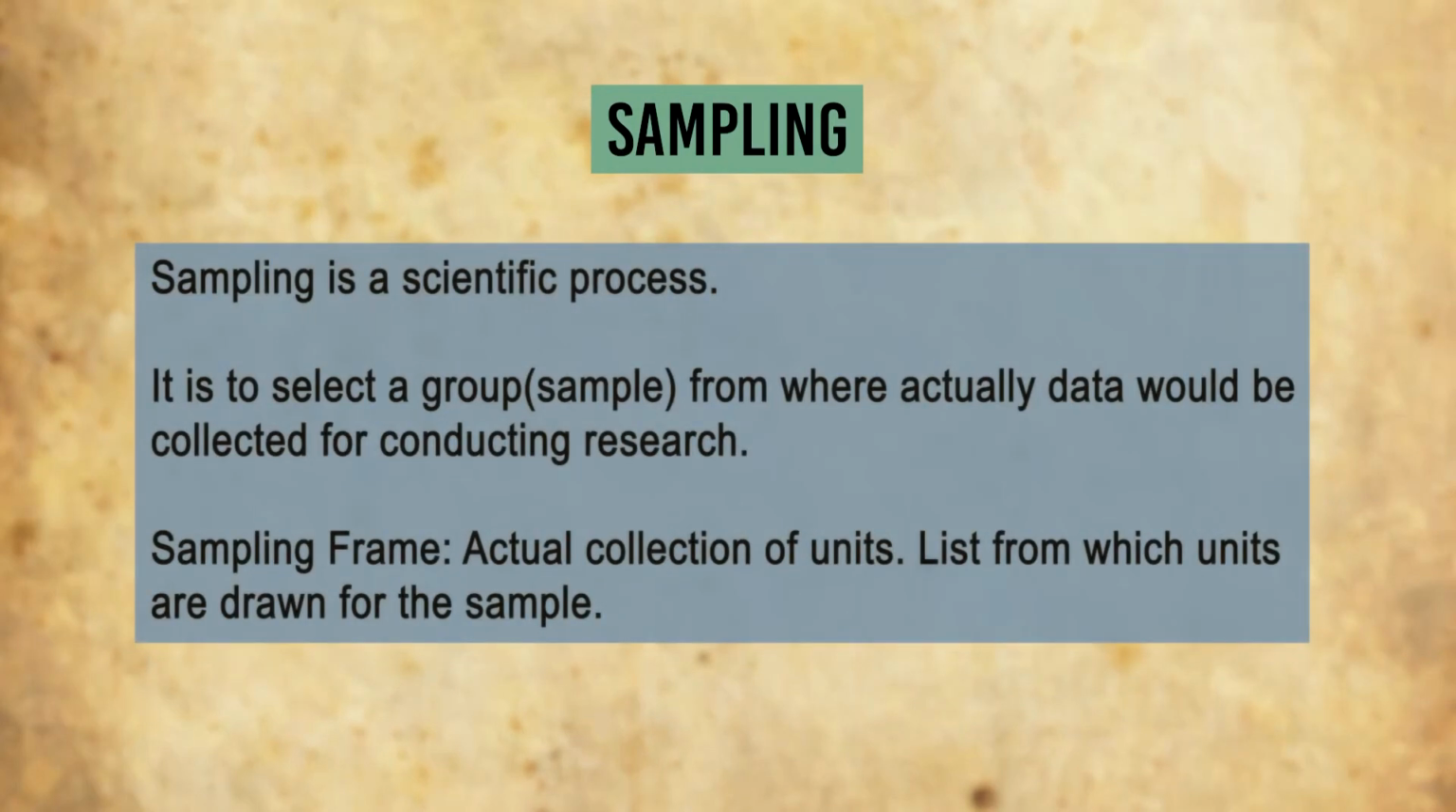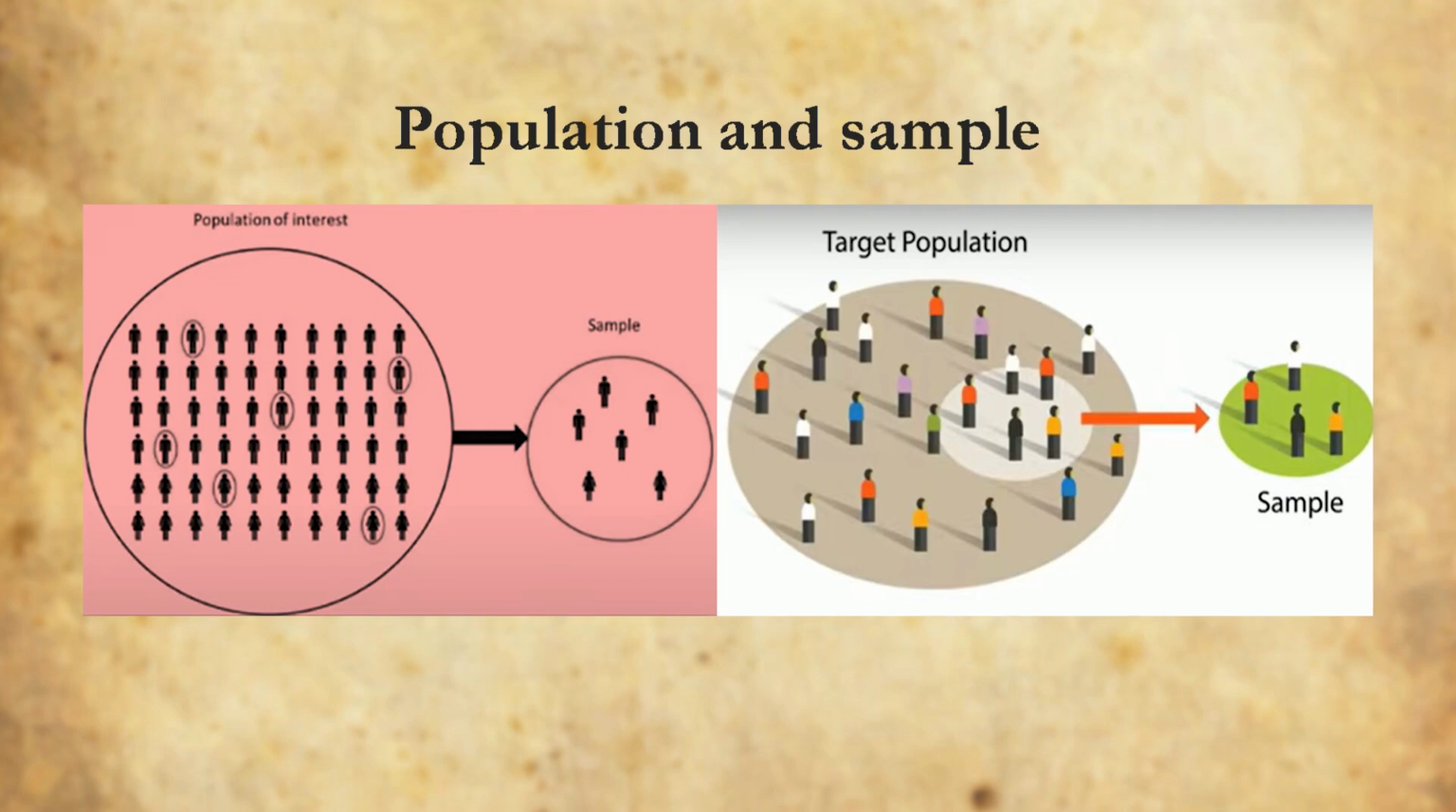So sampling is a scientific process. It is to select a group, that is a sample, from where actual data would be collected for conducting the research. We also have the sampling frame, which talks about the actual collection of units. It is the list from which units are drawn for the sample. Now let us have a look at this picture, where we see that the population of interest is a larger population, and we draw a few of them to make it representative of the population of interest and form the sample.